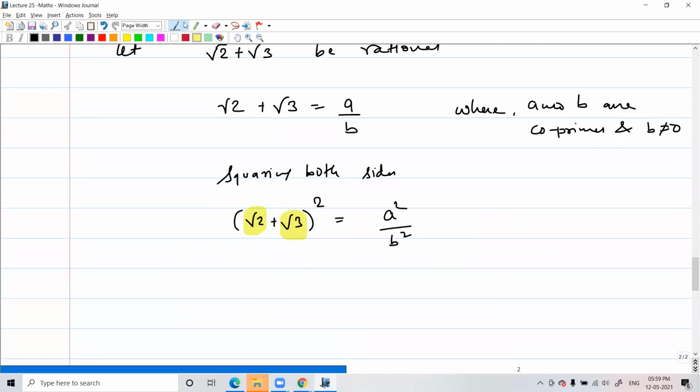Like Kavya was telling, we can use the (a plus b) whole square identity. This is a, this is b. So (a plus b) whole square. What is the identity? What should I write? a square plus 2ab plus b square. Let me write it like this, and then plus 2ab. Same thing, right?